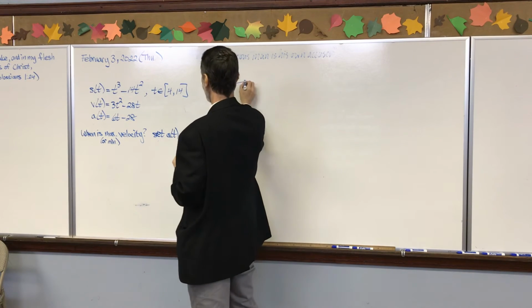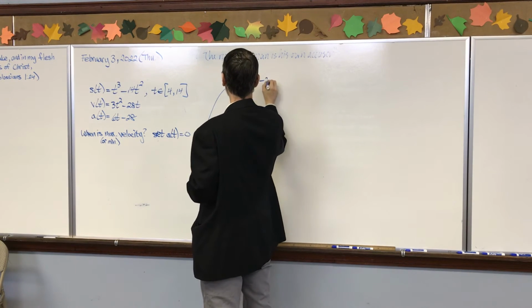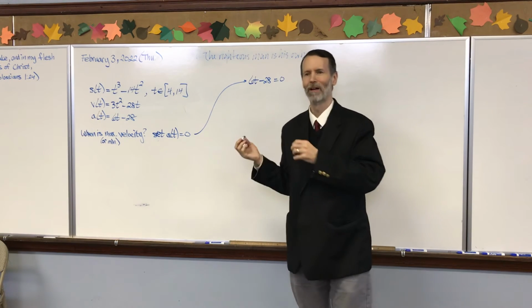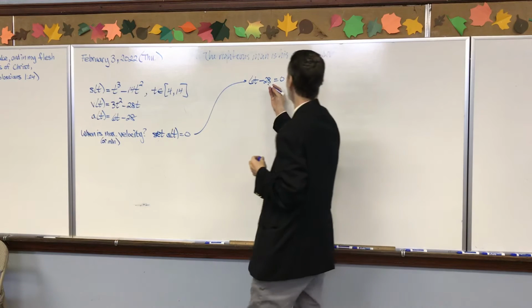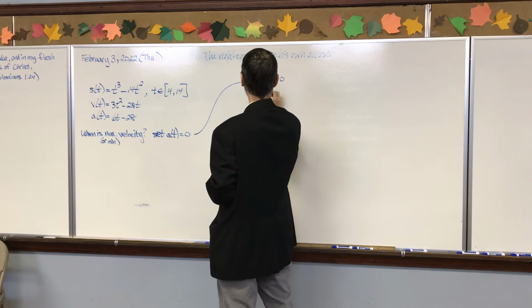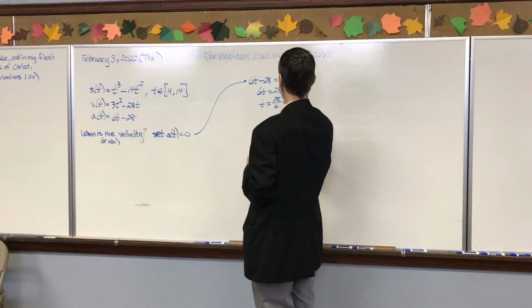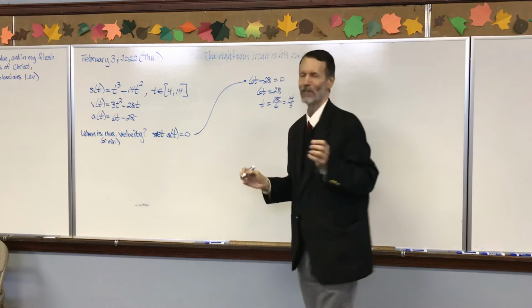Let's try this. 6t minus 28 equals 0. Solve. Shouldn't be that hard. Add 28 to both sides. Okay, so 6t equals 28. And then divide by 6. 28 over 6, which is better known as 14 over 3. I don't often do this, but give me a mixed number.